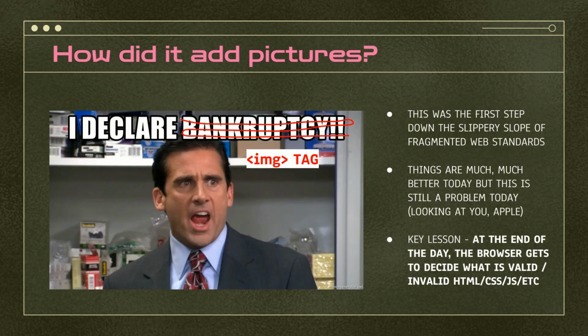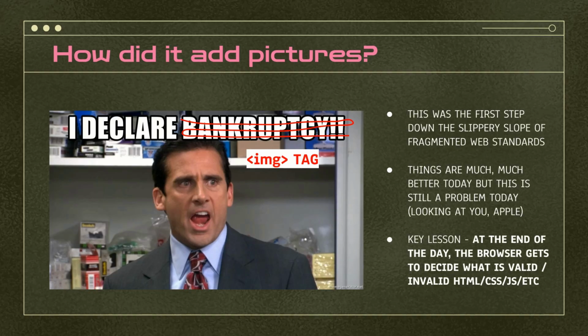So how did it add pictures? What did they do? Well, they basically just declared, there's an image tag now. We have decided there's an image tag. And you can see why this was appealing, right? Because the image tag makes sense. Why shouldn't you just be able to say, an image goes here, and here's a link to the image?